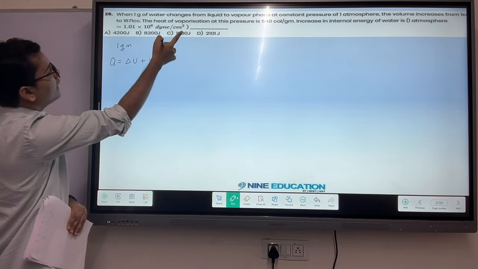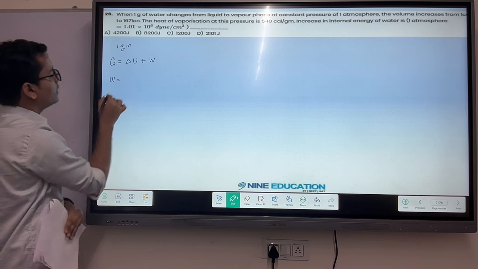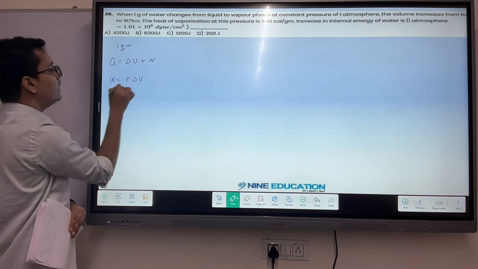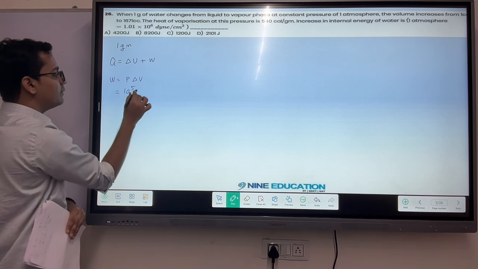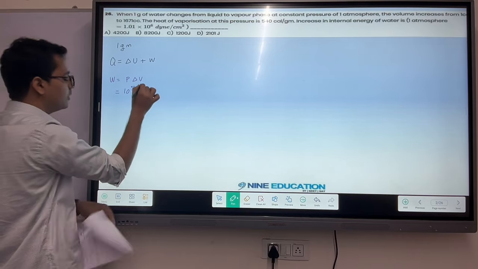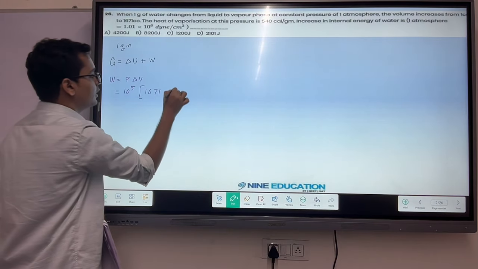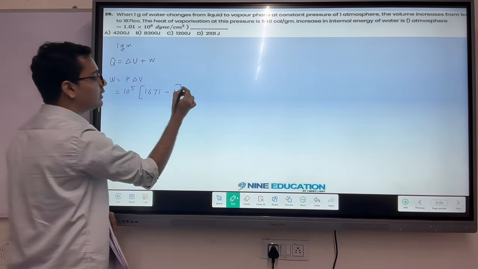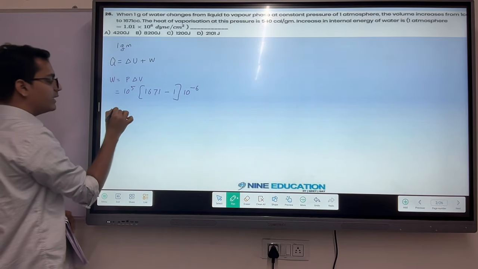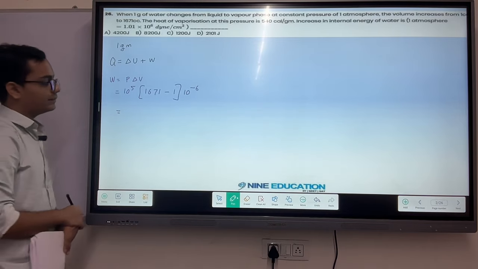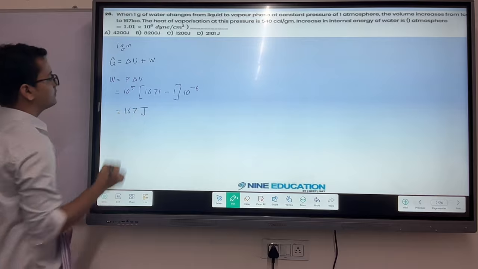So what is the work done by the water here? Work done by water is P into delta V, as it is a constant pressure process. Pressure is 10 power 5. What is the final volume? It is given that the final volume is 1671. Initial is 1 cubic centimeter. As it is in cubic centimeter, I have to multiply it by 10 power minus 6 to get the value in SI units. So this is basically 167 joules. Okay.